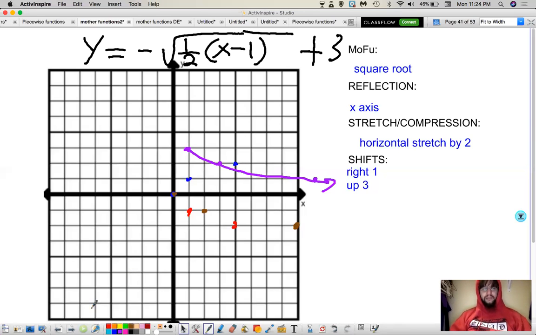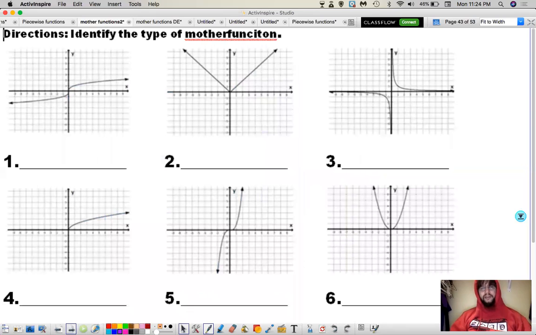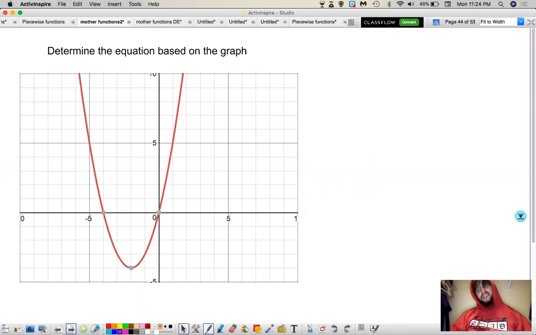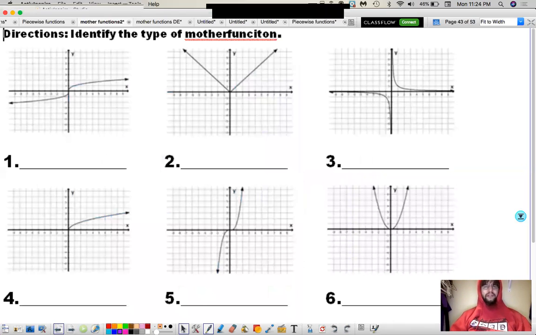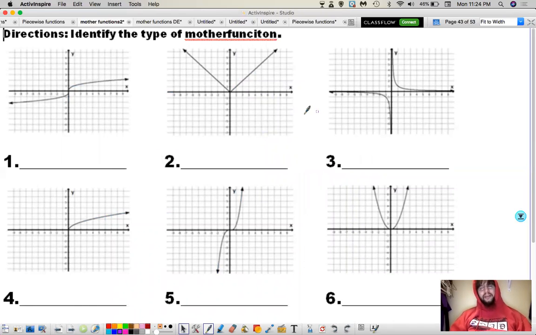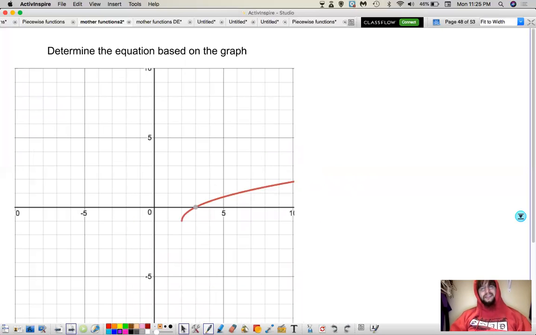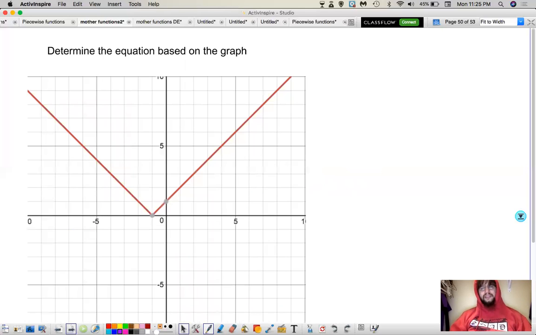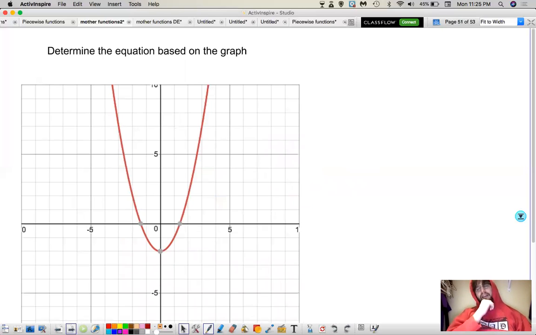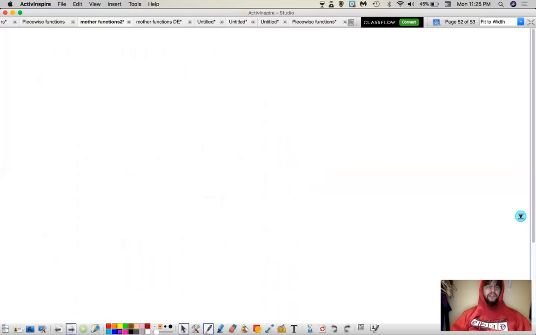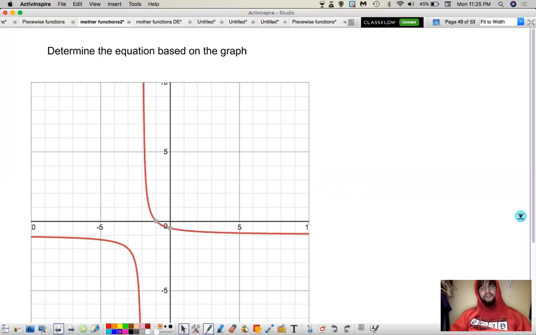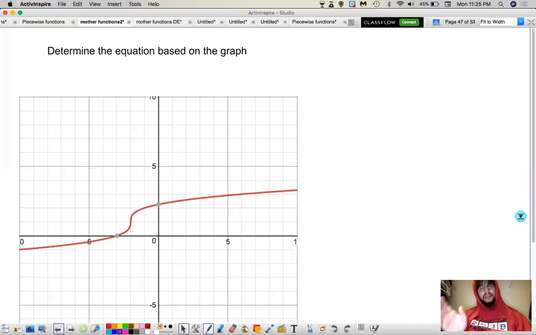I believe that's about it. Let's see, what else we got? Identify the mother functions. We'll get there another day, probably after Thanksgiving. You should be able to identify these, determine the graph based on what it looks like. If you can identify reflections and shifts and not so much stretches right now, you'll be all right. You should be able to identify reflections and shifts.